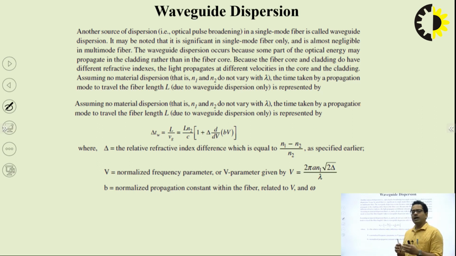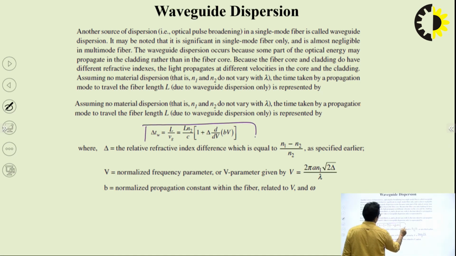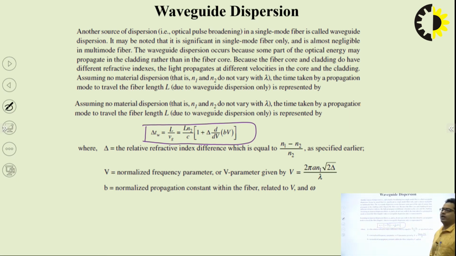Here we are assuming that there is no material dispersion in the fiber. So the fiber core as well as the fiber cladding have different refractive indices, which do not vary with lambda. The time taken by the propagating mode to traverse the fiber length is represented by this formula, and here we assume that there is no material dispersion inside the optical fiber.